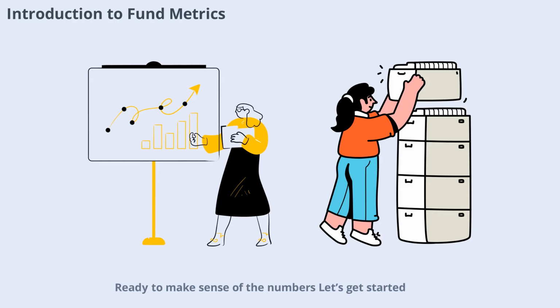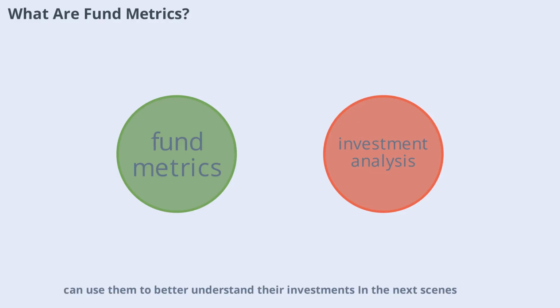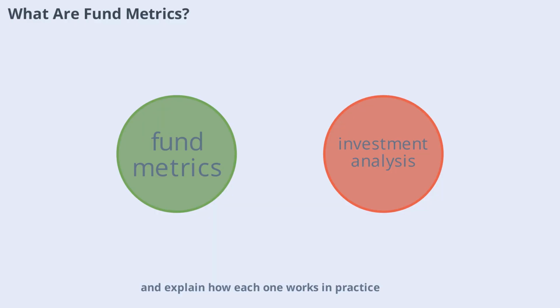Let's get started. Fund metrics are quantitative measures used to assess the performance and characteristics of investment funds. They provide valuable insights into how a fund is managed, its returns, and the risks involved. By analyzing these metrics, investors can compare different funds, identify strengths and weaknesses, and make informed decisions. Fund metrics are not just for professionals, anyone can use them to better understand their investment. In the next scenes, we'll break down the most common metrics and explain how each one works in practice.